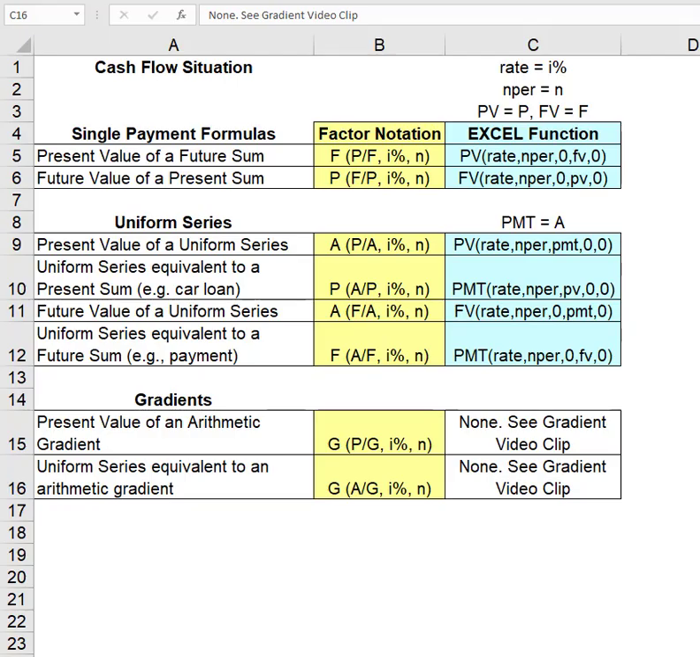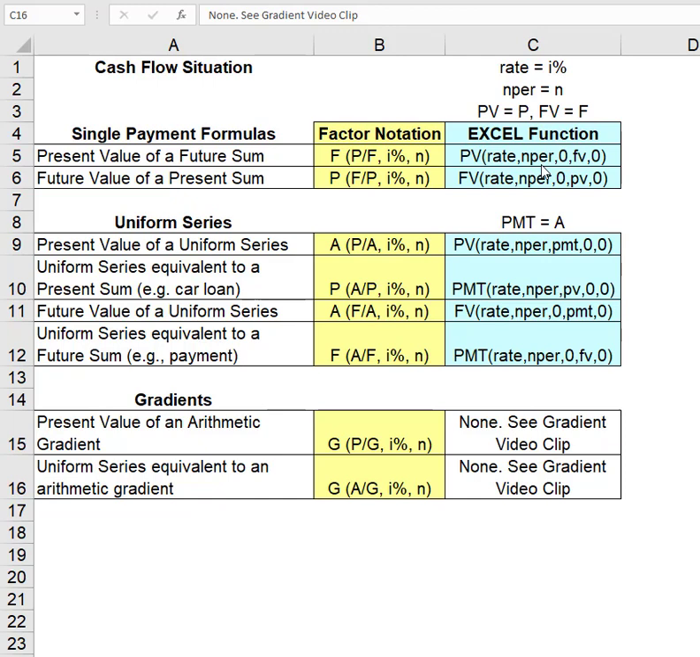Hello, this is a video to demonstrate how to calculate the values for various cash flow functions using both the factor notation and Excel functions. The book shows how to do both. The factor notation uses tables in the back of the book. The Excel function uses functions available from the f of x icon, giving you an actual financial function that you can use to make the calculations.